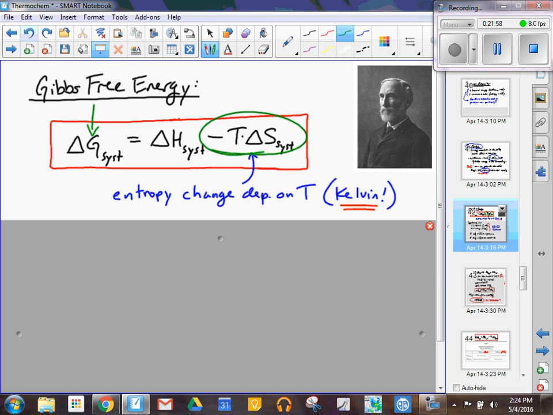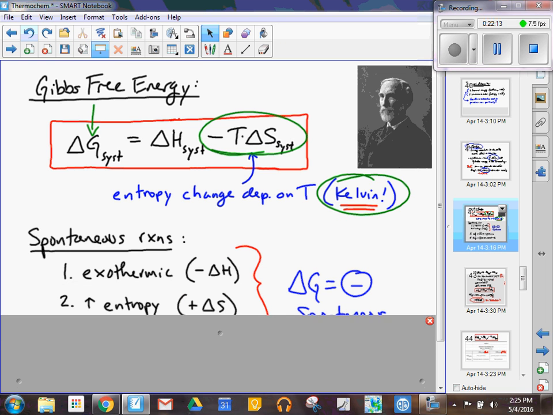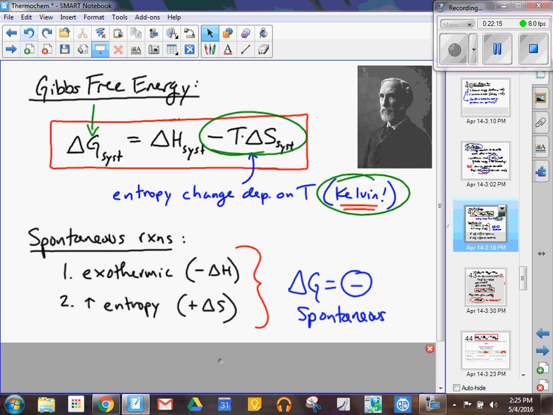And by the way, notice temperatures are in Kelvin. Don't forget the Celsius to Kelvin conversion, which is Celsius plus 273 equals Kelvin. Okay, don't forget that. So we now have a really important equation, and things we can predict. Using this equation, we can predict the spontaneity of a reaction.